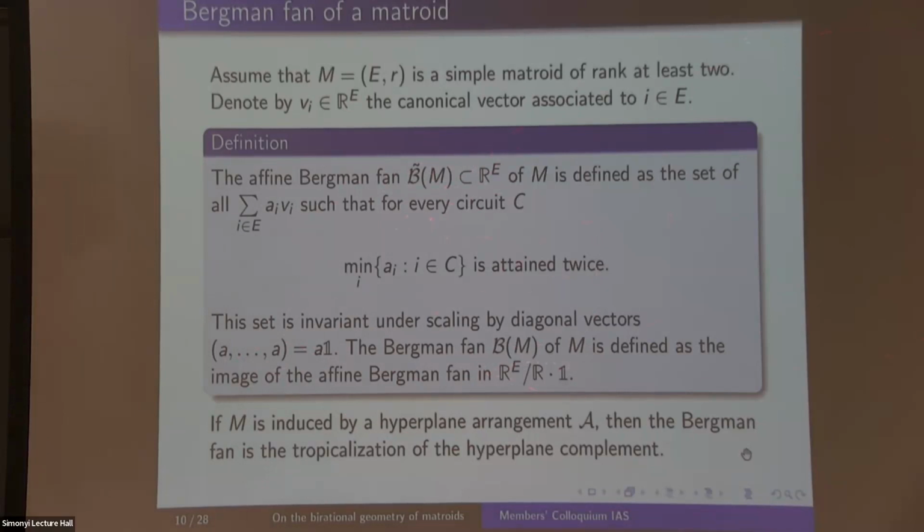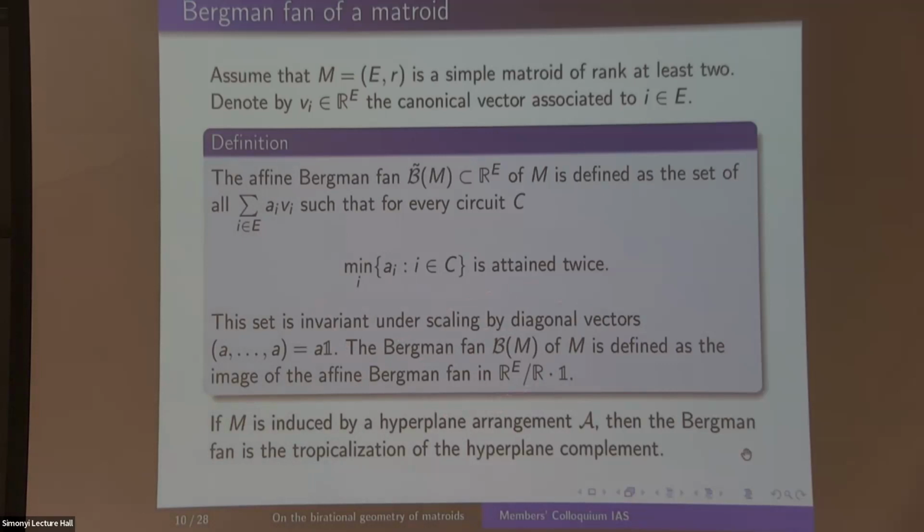When you say obtained twice, it means exactly twice? No, at least twice. I'm sorry, I said it, but I didn't write it down. Yeah, at least twice. Could be constant, for example. Okay, then we push it in the quotient, and then I have a set.